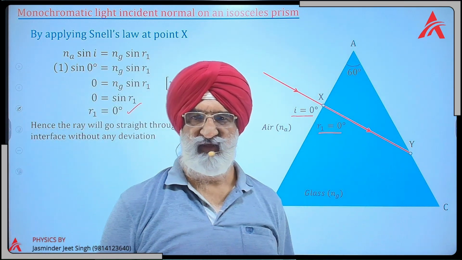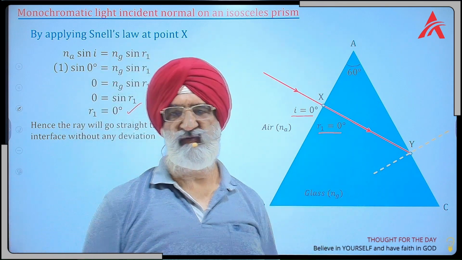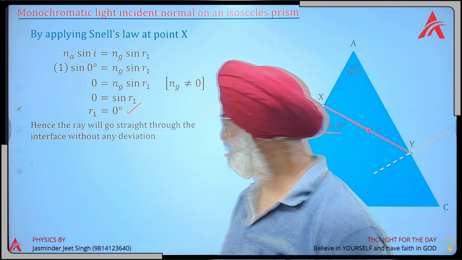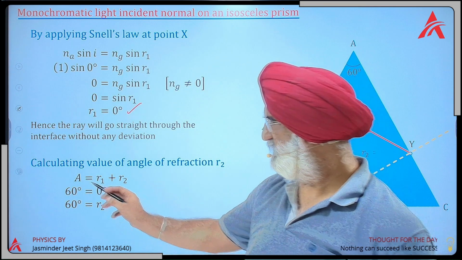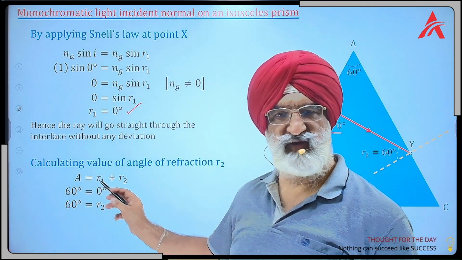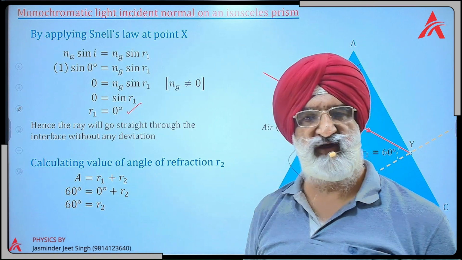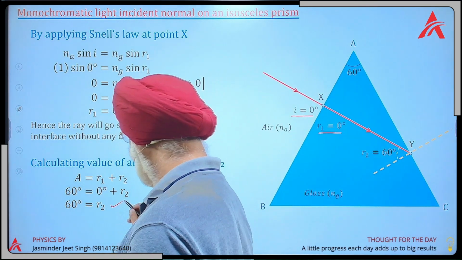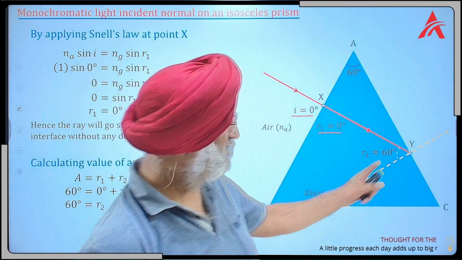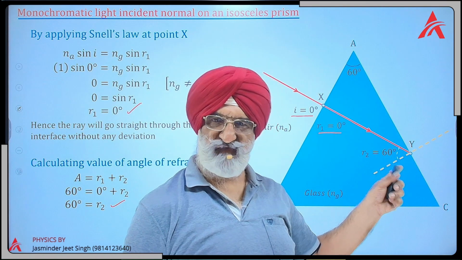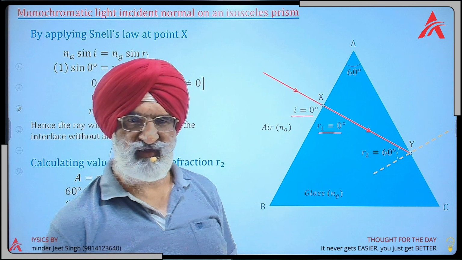Y. If you draw a normal at the point Y, we can calculate the value for r2 by using a simple formula. A is equal to r1 plus r2, where A is equal to 60 degrees and r1 we already proved is 0 degrees, so we can calculate r2. We will be getting r2 equal to 60 degrees, which is the same as the angle of prism. If r2 is equal to 60 degrees, at the point Y, the ray can follow three different ways.